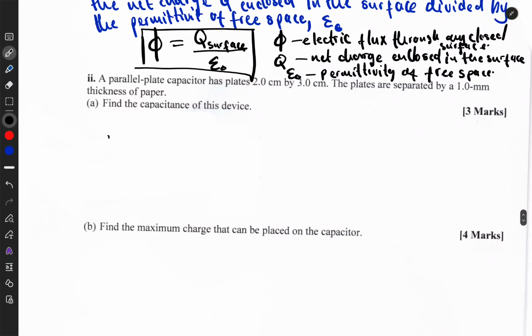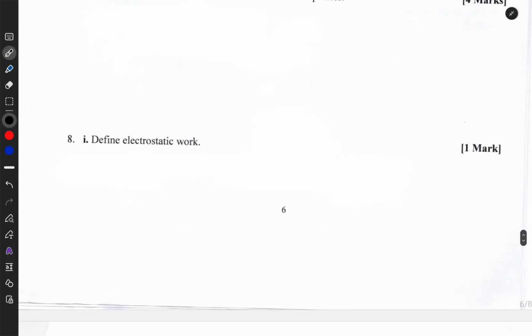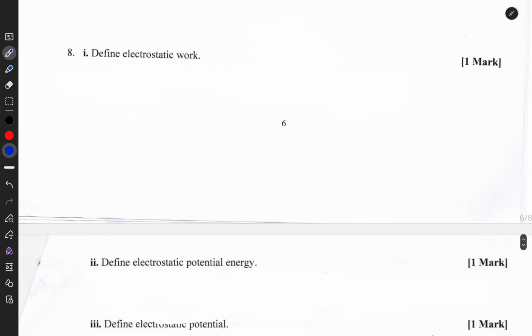Now we can go, here it says find the capacitance. We are not going to do calculation, maximum charge, and so on. Here is number 8. Let's do these define questions. We love them. Are they good for us? Yes, they are. What is the first thing we are defining? Electrostatic work. We've got 4 things that we define in weeks 3 and 4. One is electrostatic work.